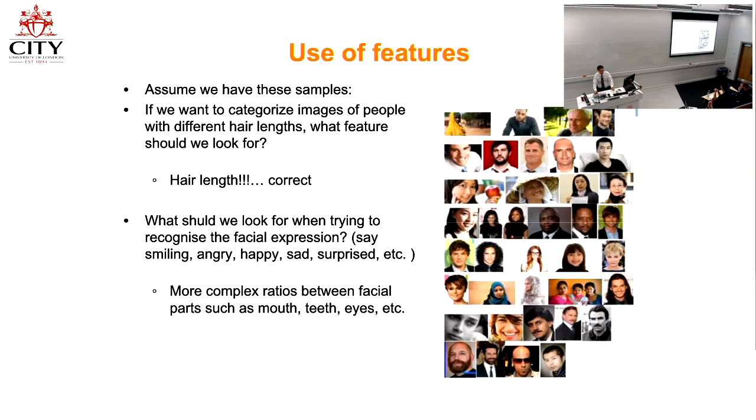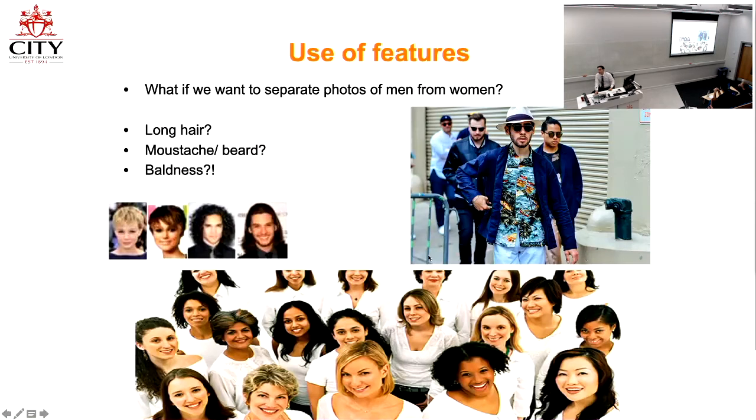For example, some cameras, you have seen them, have a smile detector. So you open the camera and look at it and smile, and it detects your smile and then takes a photo. So in order to do that, you need to be able to detect facial expressions. So you need more complex ratios between facial parts such as mouth, teeth, eyes, and so on. So depending on the job at hand, you will be looking for different sources of features.